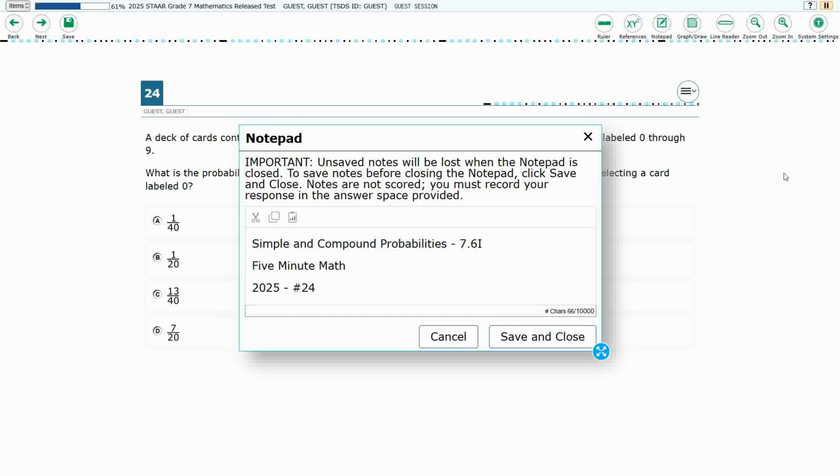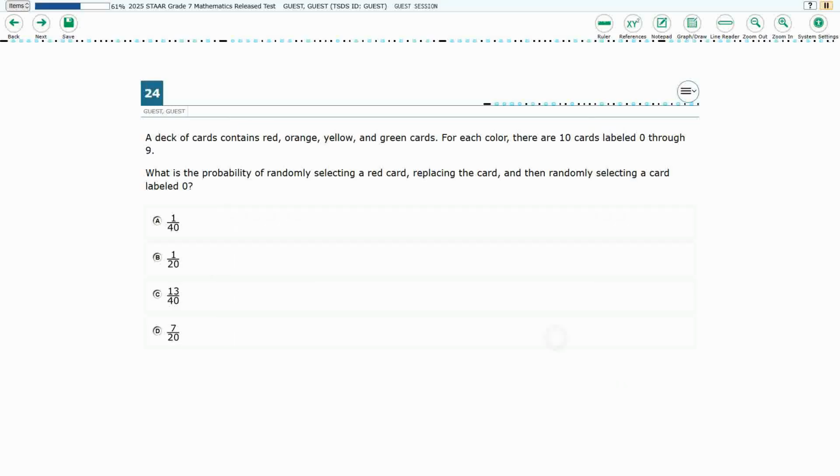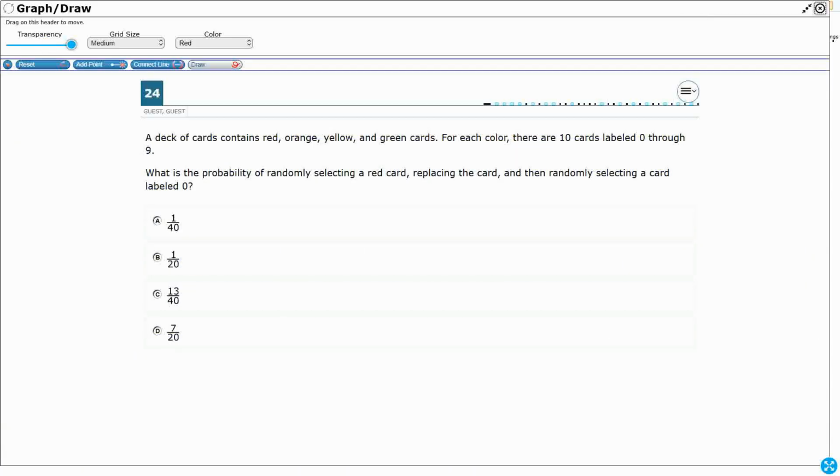Today we are looking at the seventh grade concept of simple and compound probabilities. This is standard 7.6i in the great state of Texas, and we are using item number 24 of the 2025 released STAAR test. If you haven't done so already, please go ahead and take a moment to pause the video, work this problem out on your own, unpause it, and we will look at our answers together.